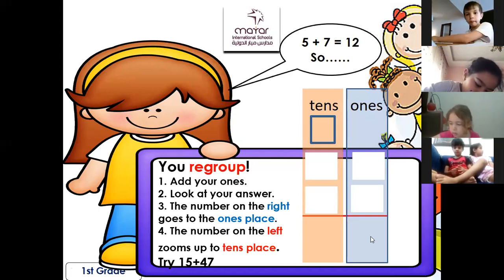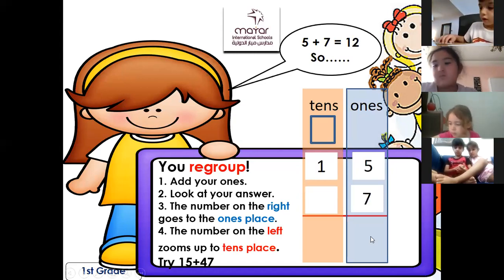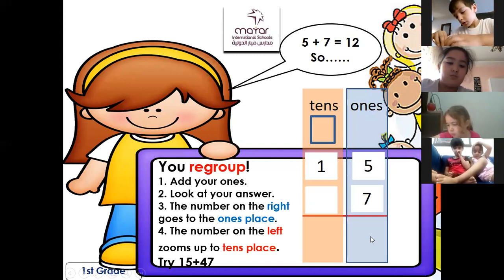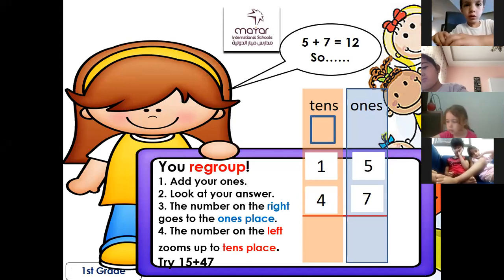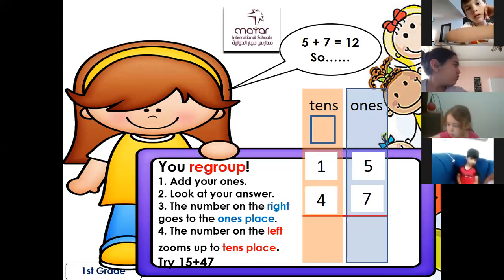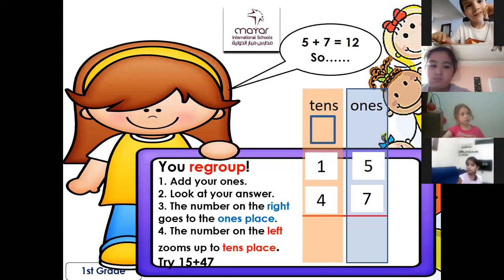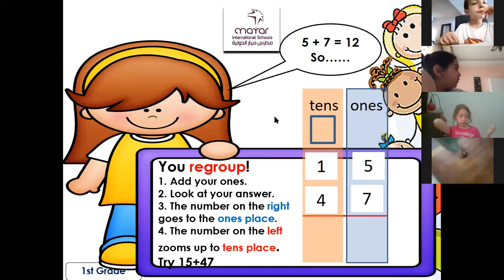So let's look here. What is regrouping? Let's say here we have 15 plus 47, okay? So how do we add 15 plus 47? First, we go to 5 plus 7. We said 5 plus 7 is 12. So how am I going to put 12 in the ones? We can't. So here, we will do regrouping. How do we do regrouping? It's easy. So the answer will be 12.